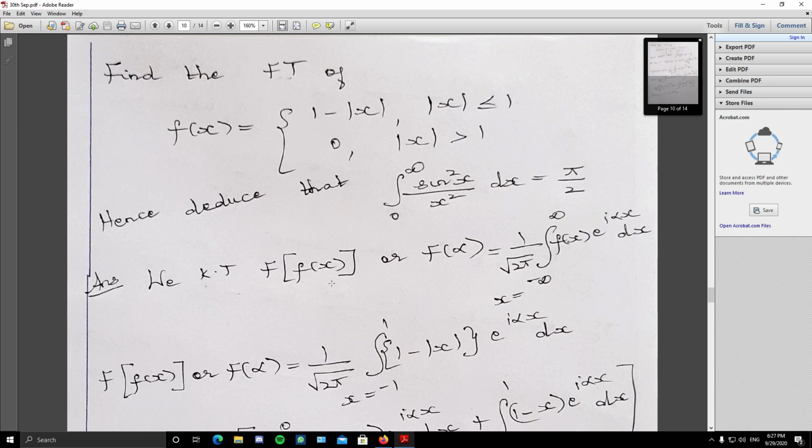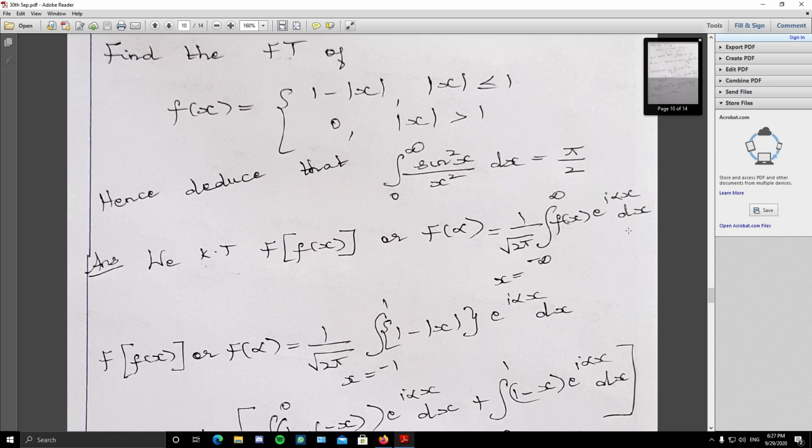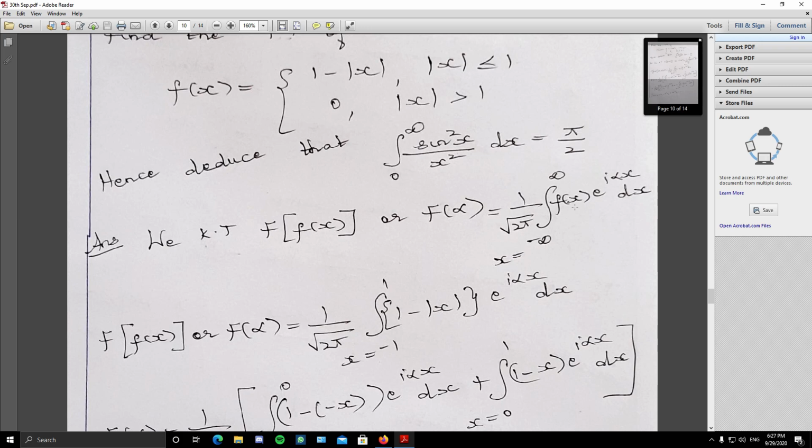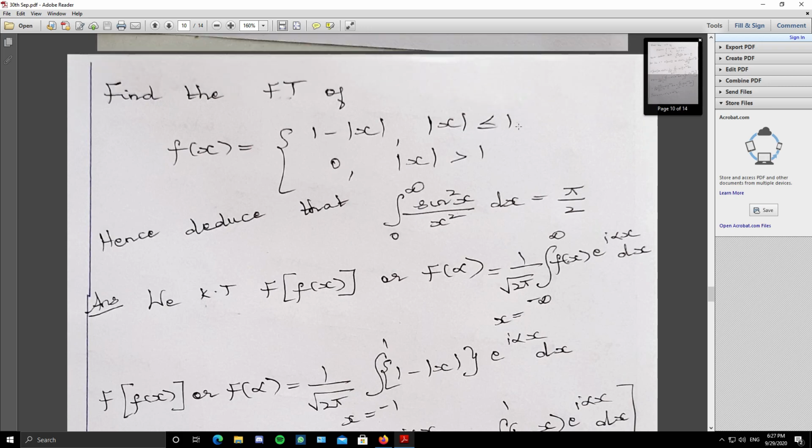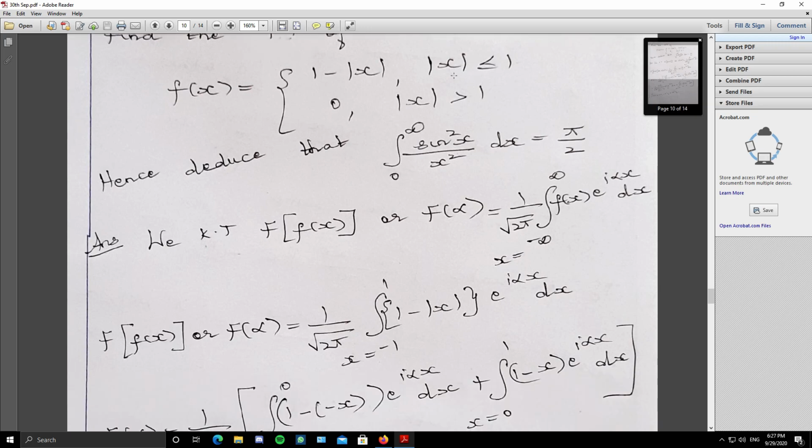Fourier transform of f of x, or F of alpha, is defined as 1 by root of 2 pi integral minus infinity to plus infinity f of x e power i alpha x dx. So what is f of x? 1 minus mod x, and the range is minus 1 to 1. Whenever you have mod x less than or equal to a, x lies between minus a and plus a. So here x lies between minus 1 and plus 1.